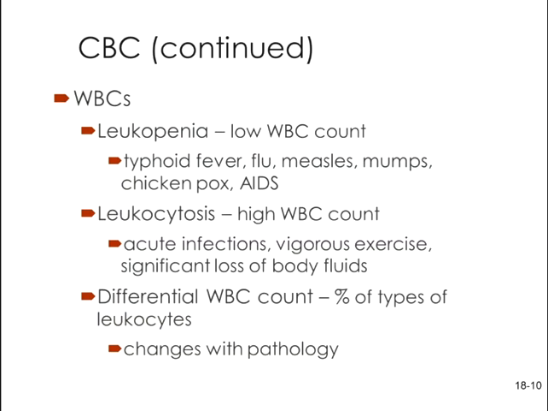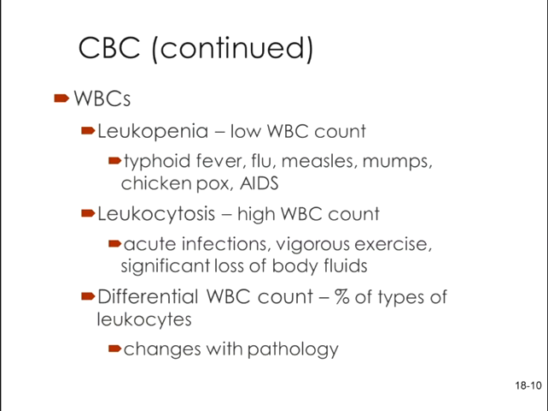High white blood cell counts, we talked about leukocytosis, we talked about mononucleosis associated with that. It's also associated with acute infections, vigorous exercise. So like after a really intense exercise regimen, you might actually see elevated white blood cell counts, or significant loss of body fluids. So if somebody is losing blood, you might also see an increase in white blood cell development as a result of the process associated with replacing or responding to that loss of body fluid.